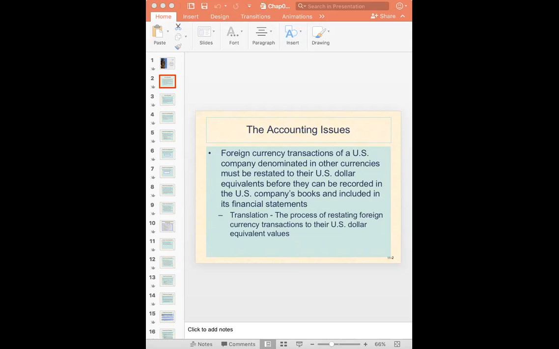So in this situation, the US company will experience foreign currency gains or losses. Why? Because there will be a fluctuation in the value of the US dollar relative to the euro. That was the situation. You can imagine a lot of transactions happen. So what will happen in the foreign currency exchange market?